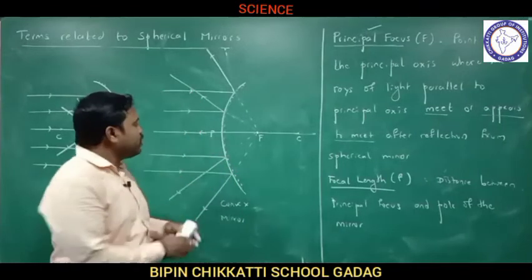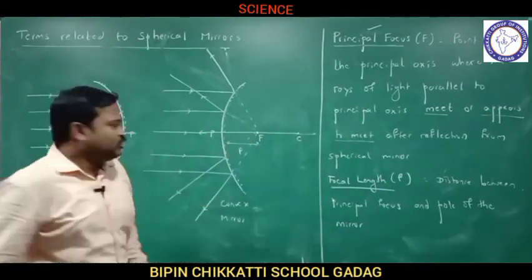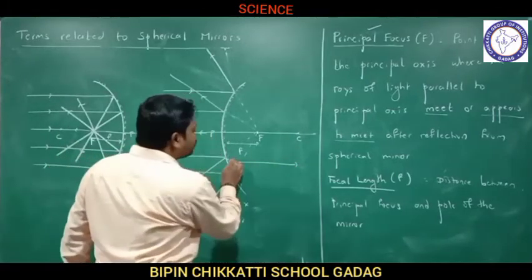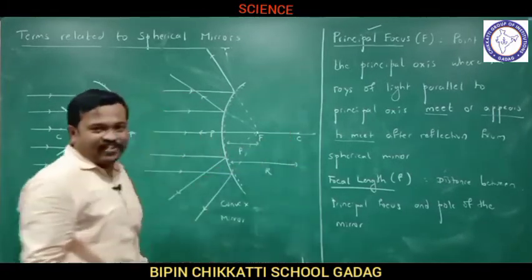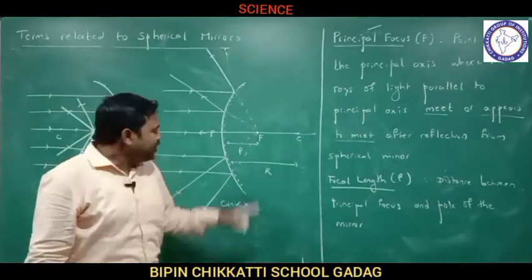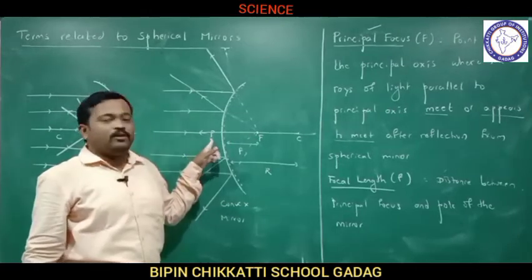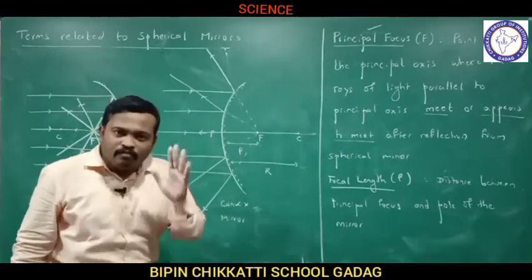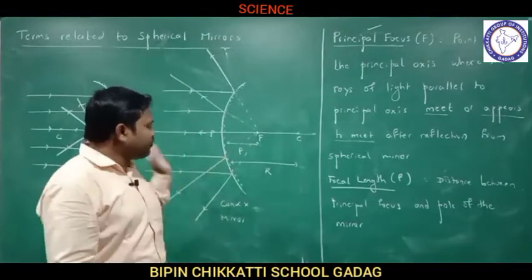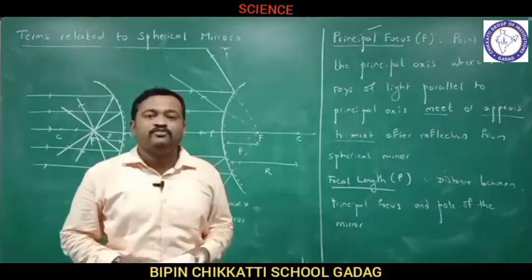Simple. And here also, where is focal length? This distance is called the focal length. What is this distance called? This distance is called the radius of curvature, right? So this distance is called the focal length. Do you understand this, right? So focal length is the distance between principal focus and pole, and this is the focal length of the mirrors now, right? Okay, so principal focus and another one is focal length.